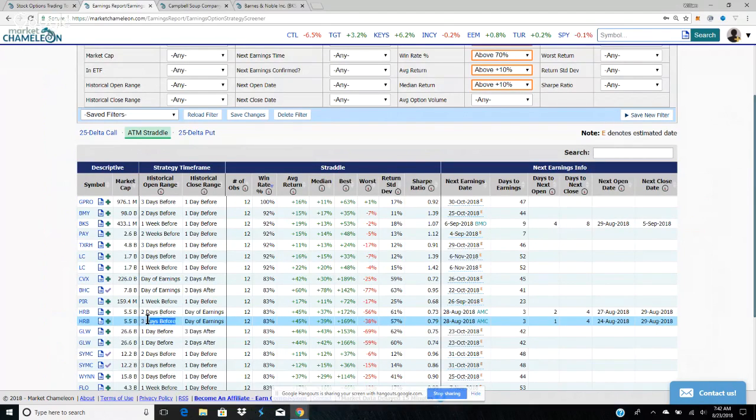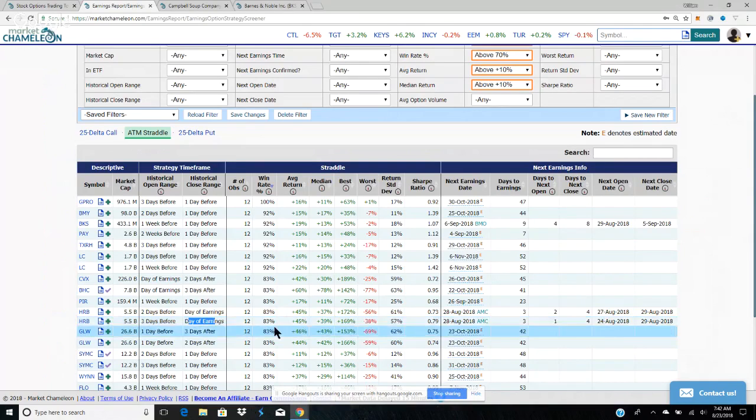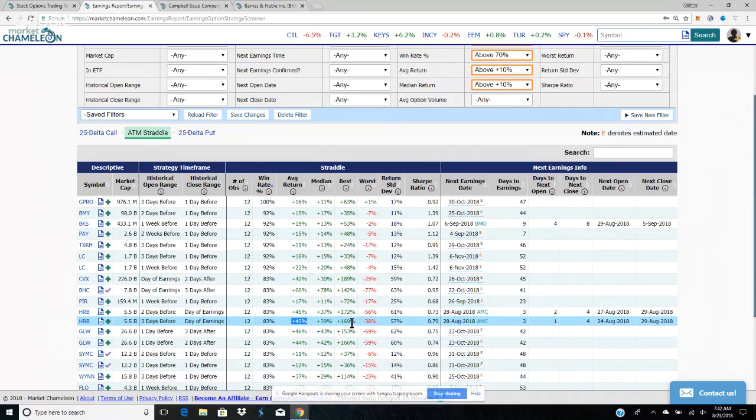You put it on 3 days before, take it off the day of earnings. It has an 83% win rate. And these are the returns. The average return is 45%, the median 39%, the best is 169%, the worst is down 38%. So do any of them pop for you there as something you're liking?